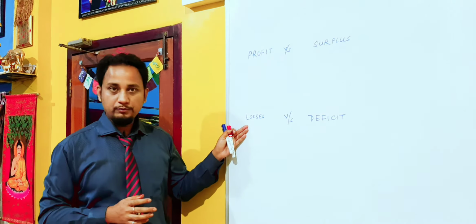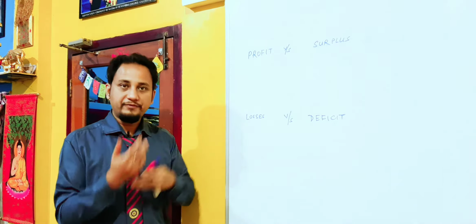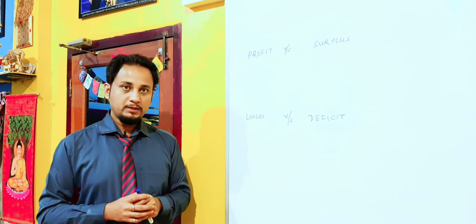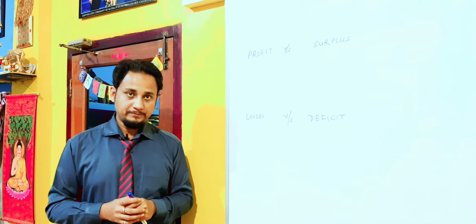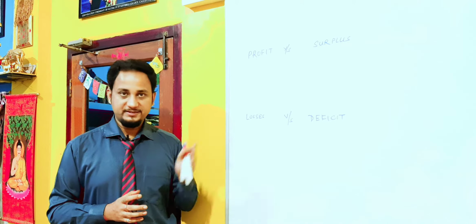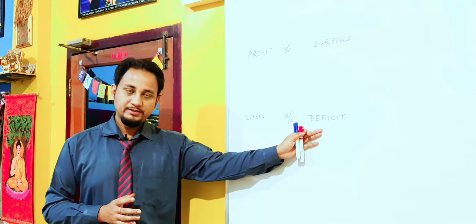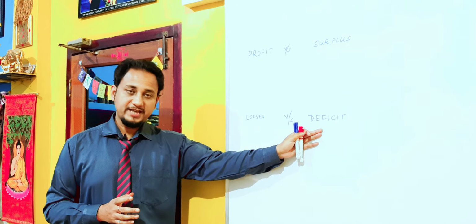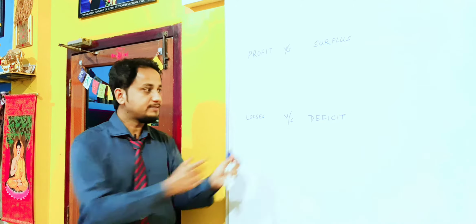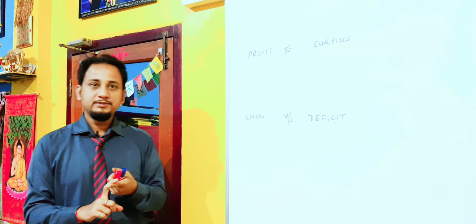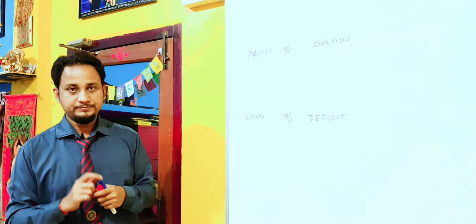At the same time, again we come to losses. We already know what losses are. It is the reverse of profit. That means when expenditure exceeds the income, losses occur in the business. At the same time, what is deficit? If the amount of expenditure exceeds the amount of the income, then a deficit arises. These are the similarities.